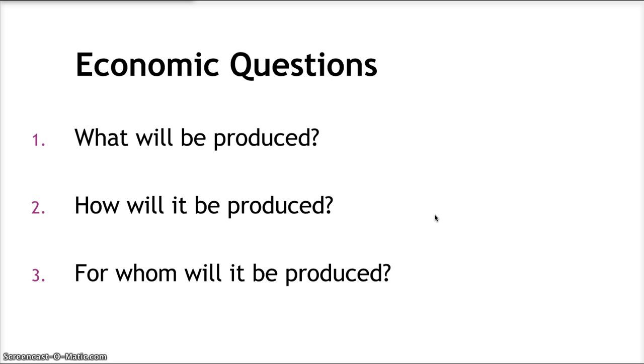All right. So for the last question, for whom will it be produced? Simply saying, who gets it? After we decide what to make and how to make it, the question is who in the society should get the product. And the answer in the United States simply is usually whoever has the money.